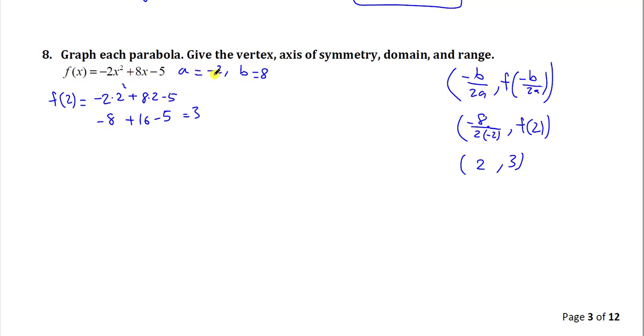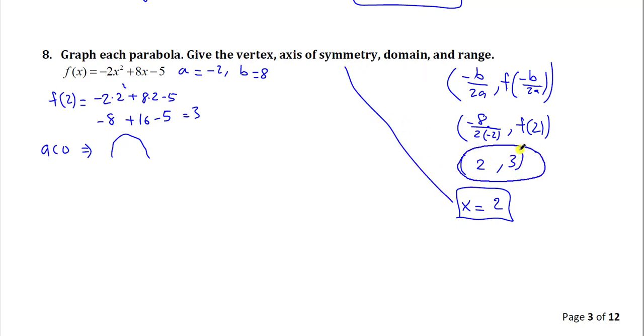We also know that a is minus 2. It's less than 0. Because a is less than 0, the parabola opens downward, upside down. The axis of symmetry is just x equal to the x coordinate of the vertex, or 2. This is the axis of symmetry. This is the vertex of the parabola. Okay, now we can try to plot the parabola.